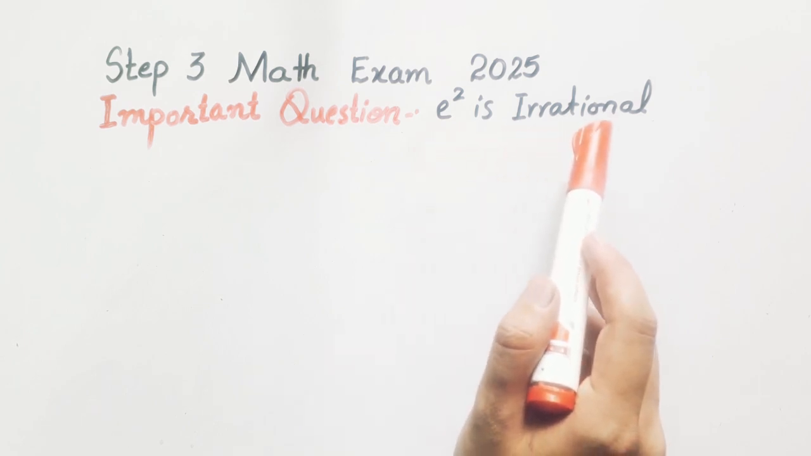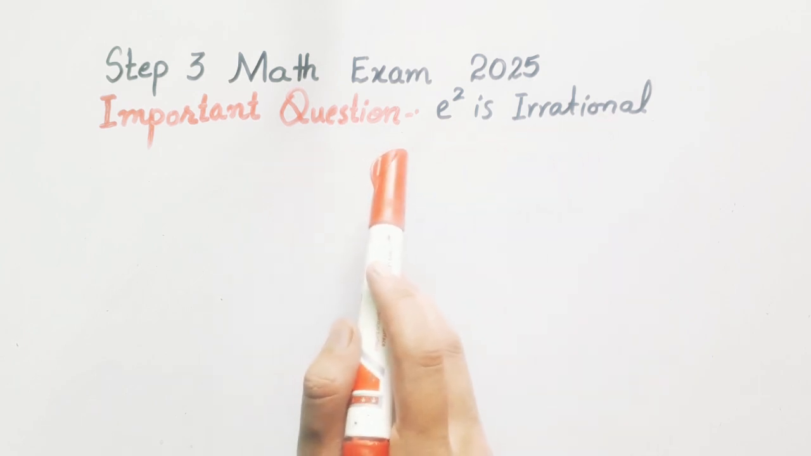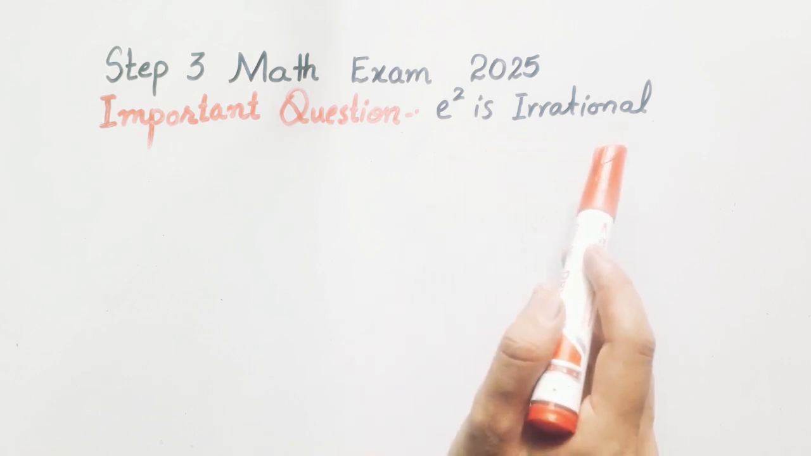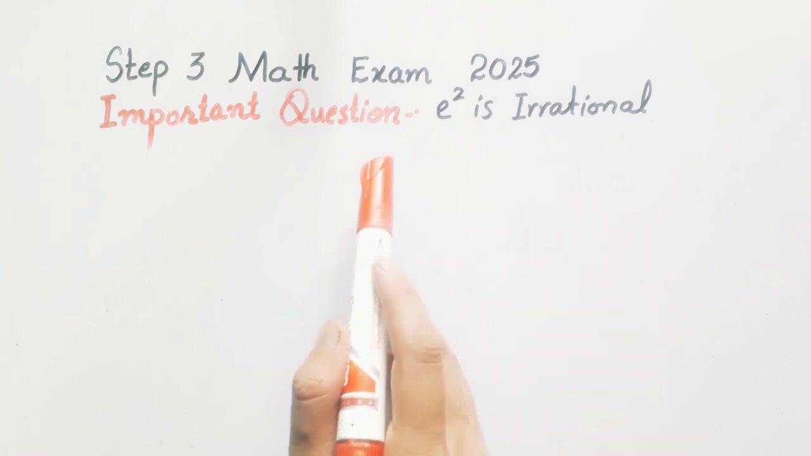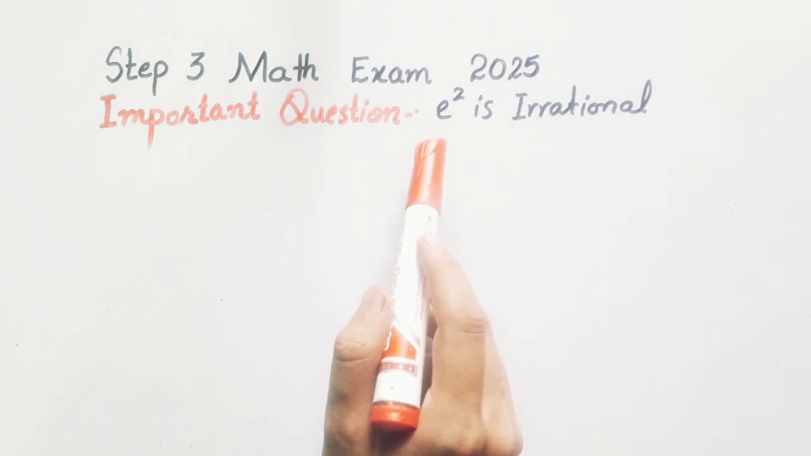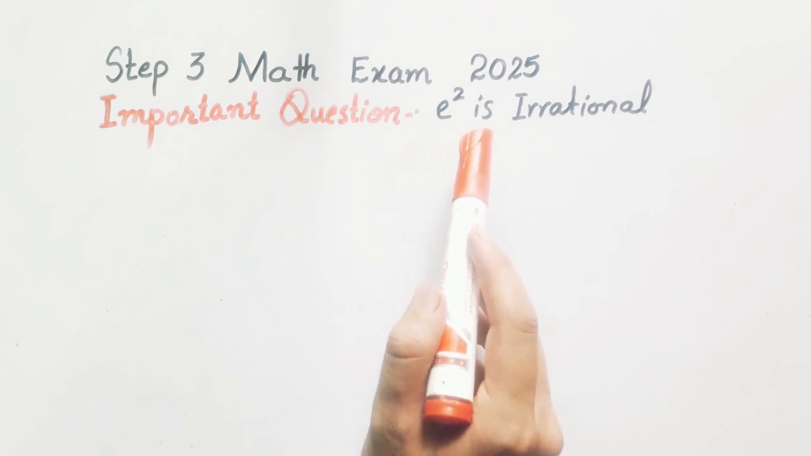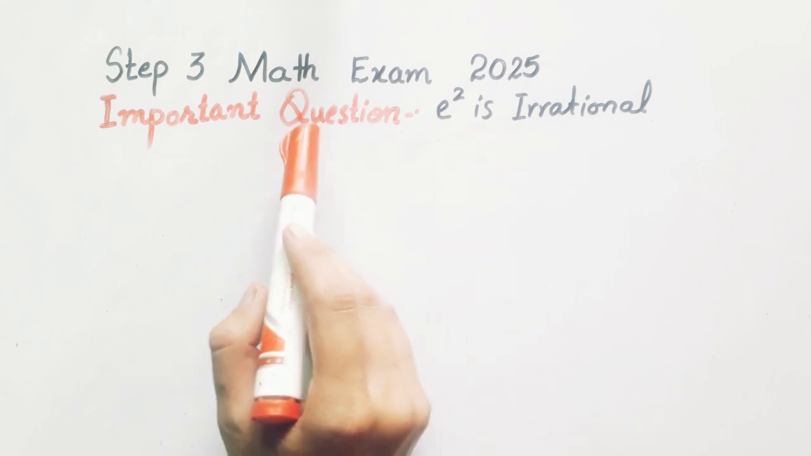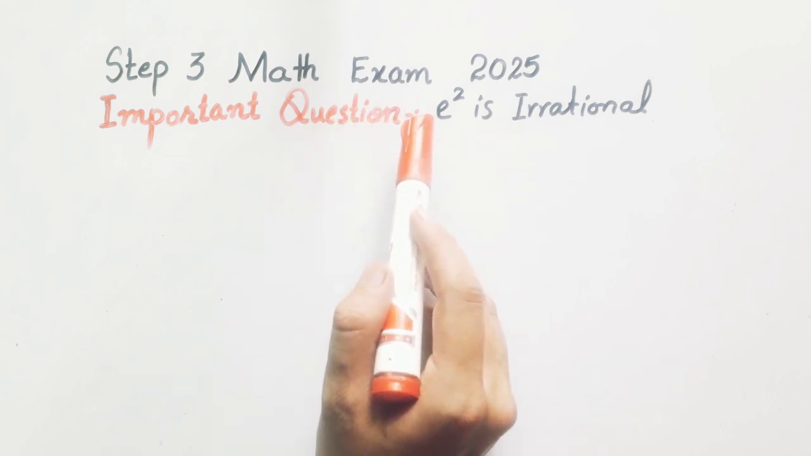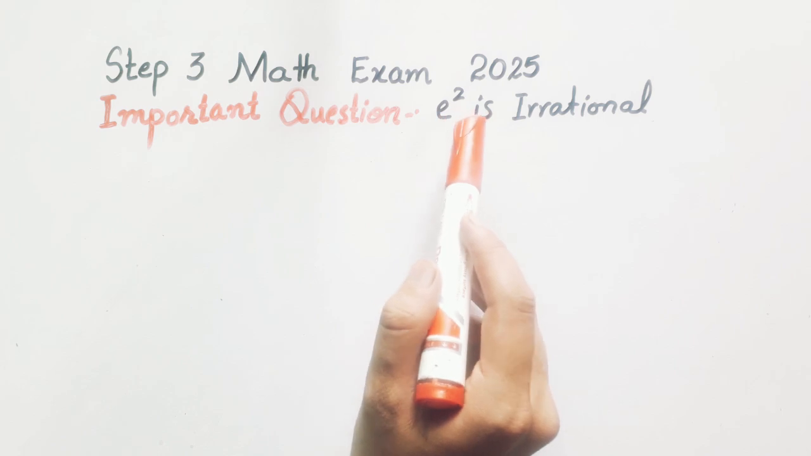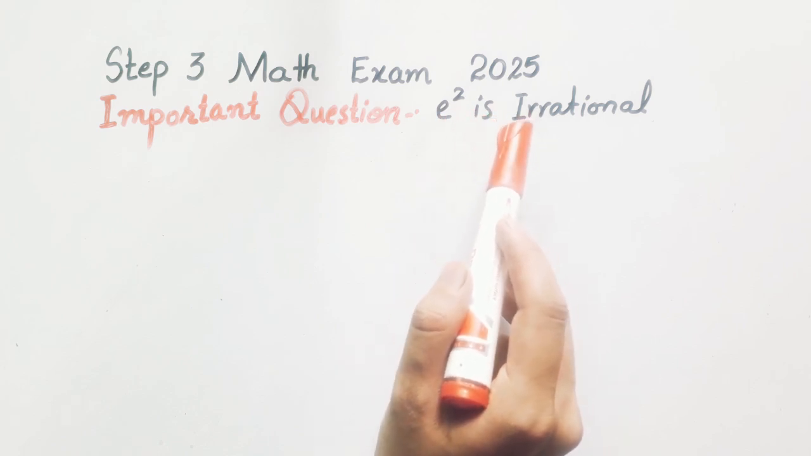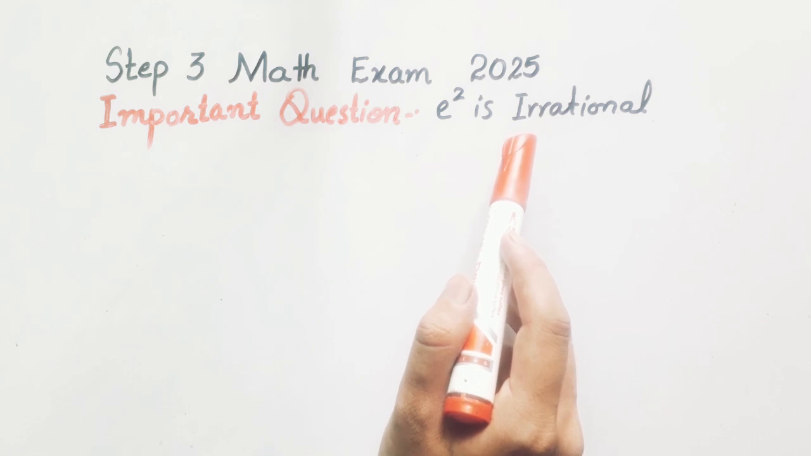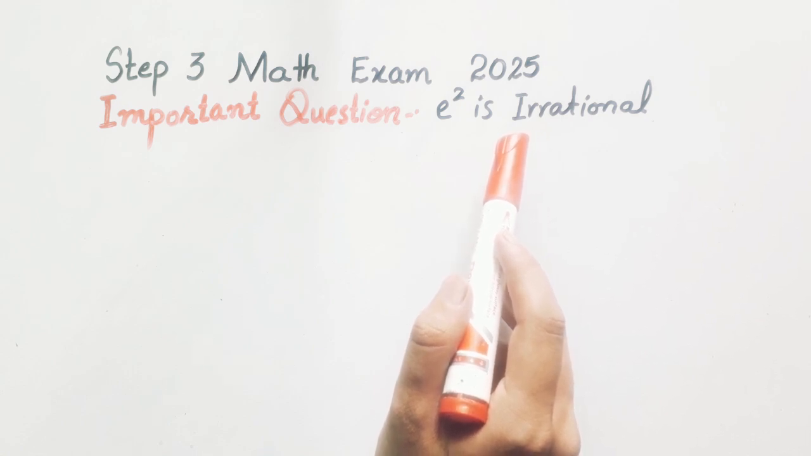In this video, we will explore one of the most beautiful proofs in mathematics: why e square is irrational. This is a step-style challenge that combines clever logic with elegant reasoning. A number is irrational if it cannot be written as a ratio of two integers like p and q. Saying that e square is irrational means there are no integers p and q such that e square is equal to p by q. We will prove this by contradiction.